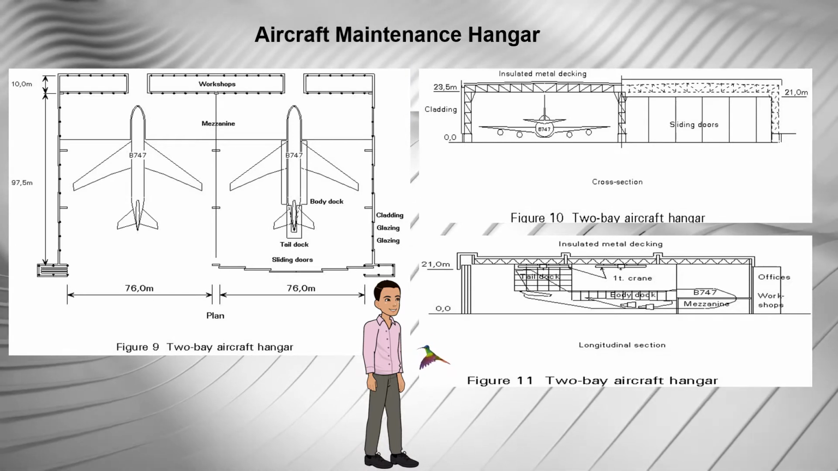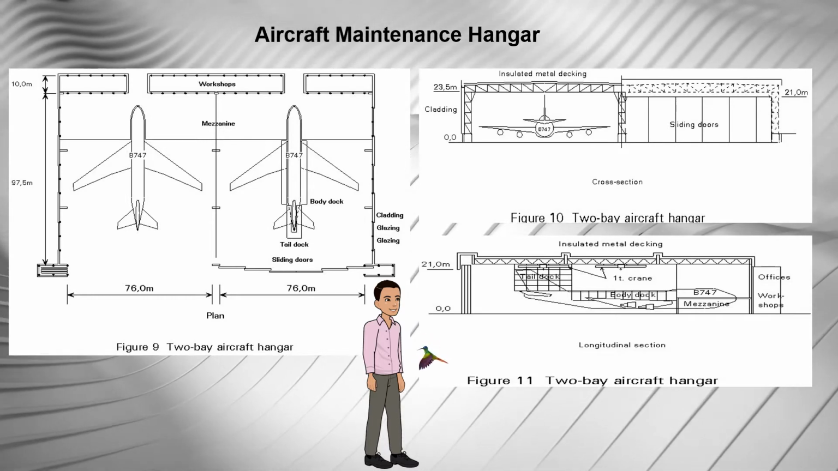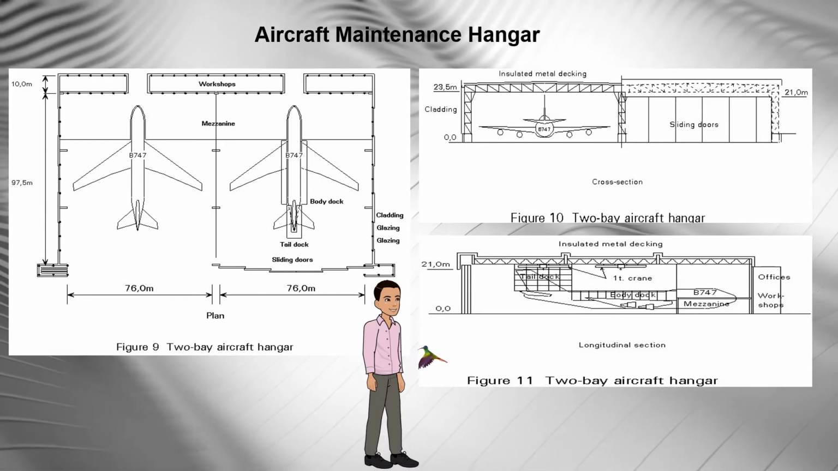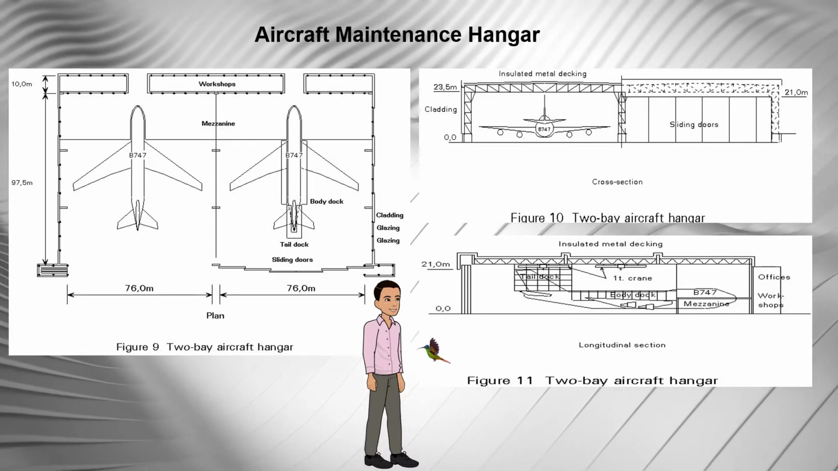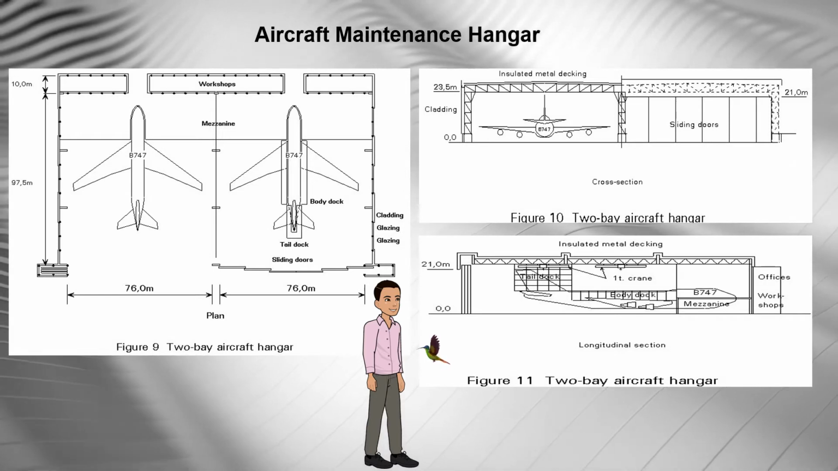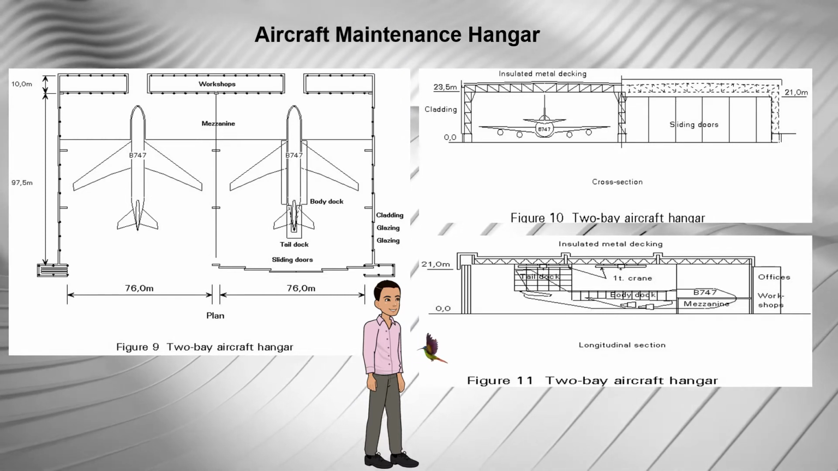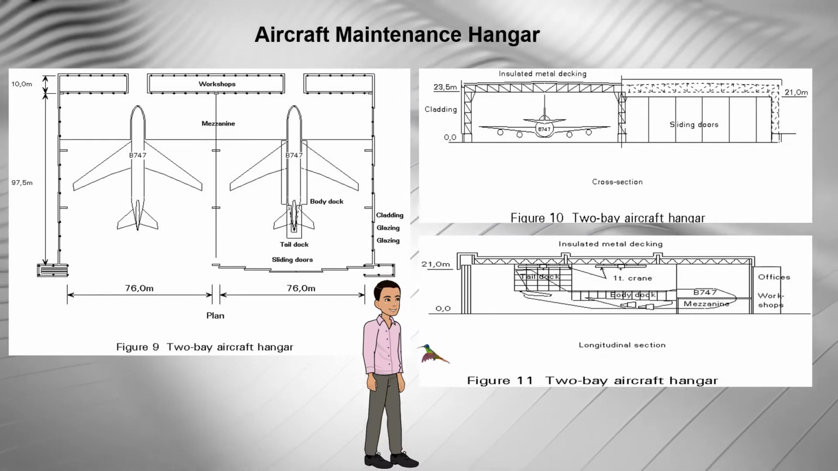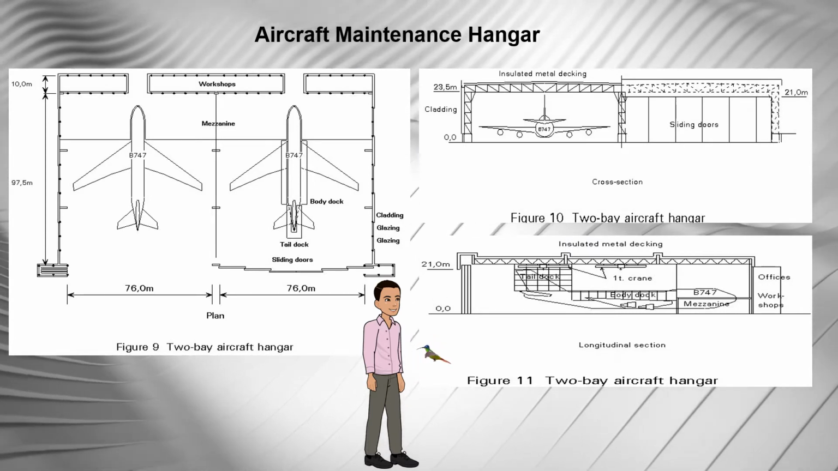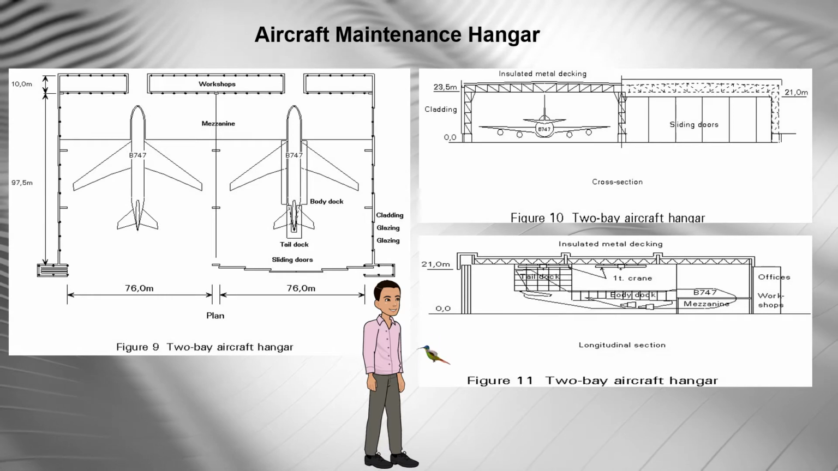Aircraft maintenance hangar. A typical hangar bay for the maintenance of Boeing 747 aircraft, as shown in Figures 9, 10, and 11, is 76 meters wide and 97.5 meters long, and the hangar may consist of 1, 2, or 3 bays. The maximum clear height is usually 23.5 meters to allow clearance over the 20-meter high tail fin of the aircraft, but only 17 meters is required over the body and main wings.